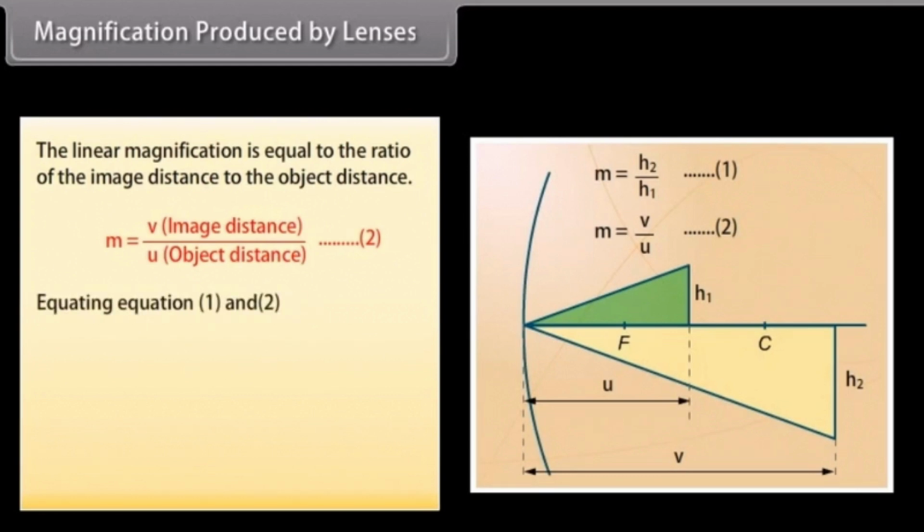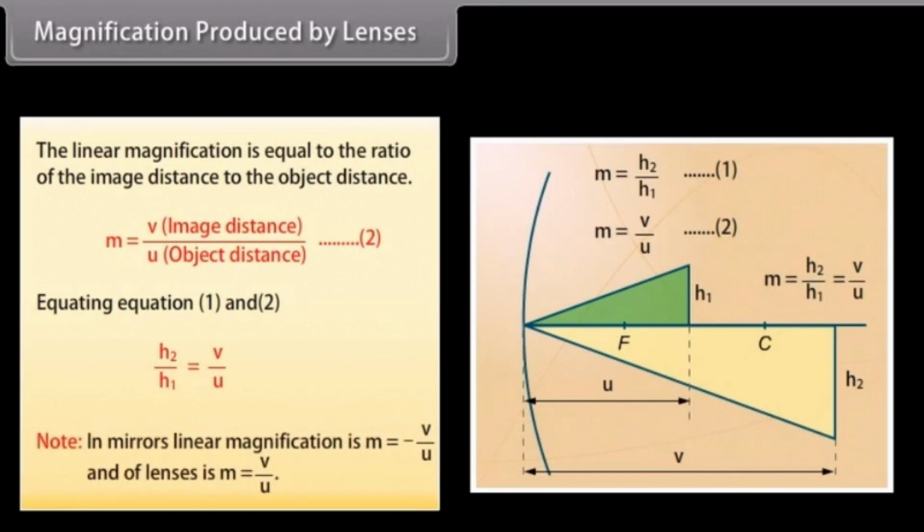Equating equation 1 and 2, h2 upon h1 is equal to v upon u. Note, in mirrors, linear magnification is m is equal to minus v upon u, and for lenses, m is equal to v upon u.